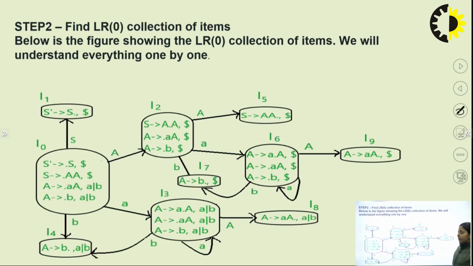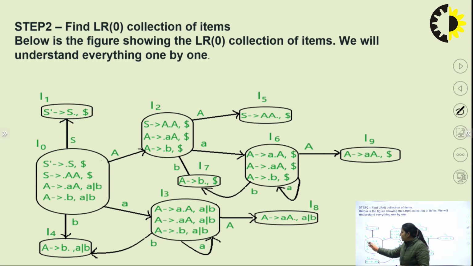Now the second step is finding the LR0 collection of items. This diagram shows the LR0 collection of items. Let us understand it one by one. This is our augmented grammar with lookaheads. What do we have to do? We have to find the canonical collection of items. So how can we find it?